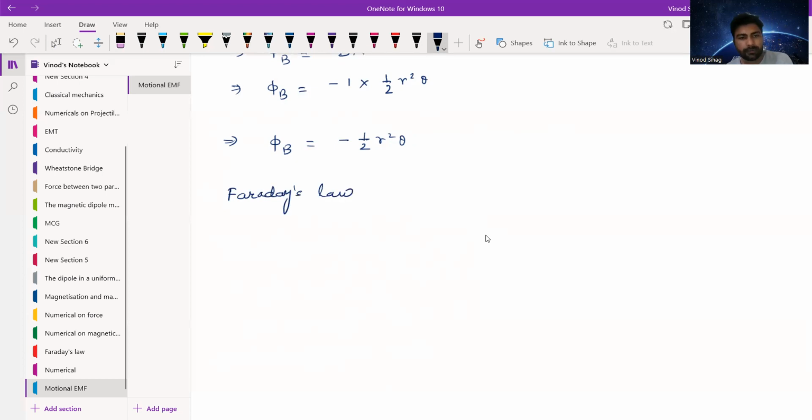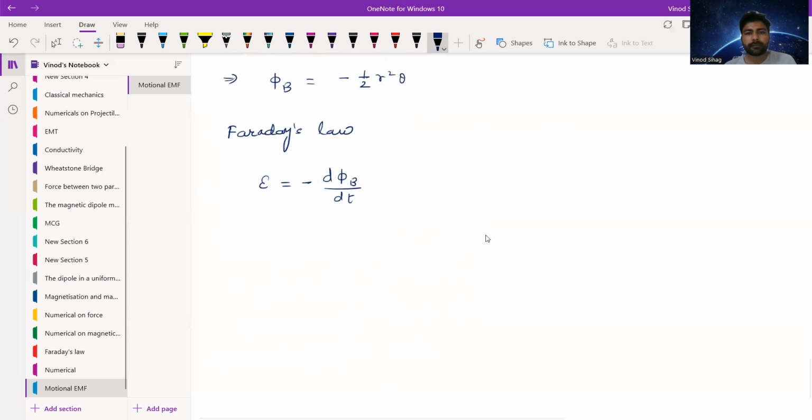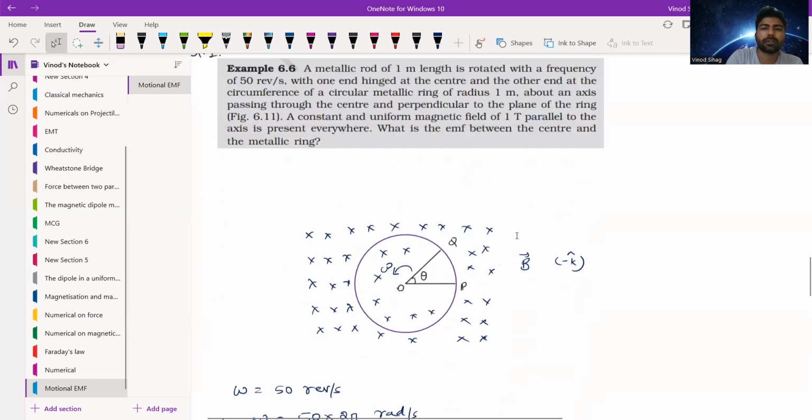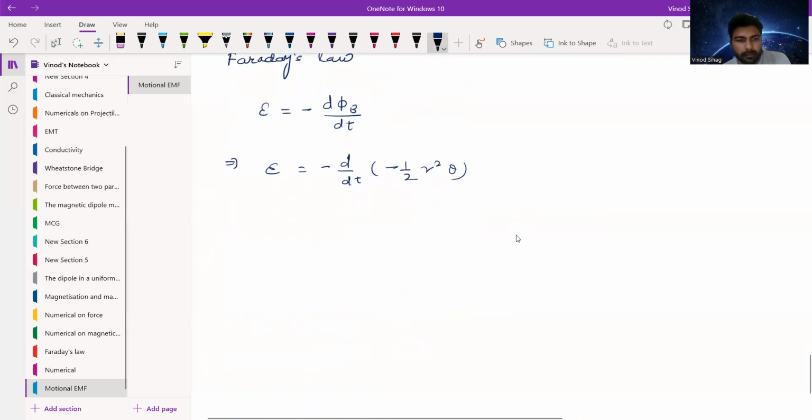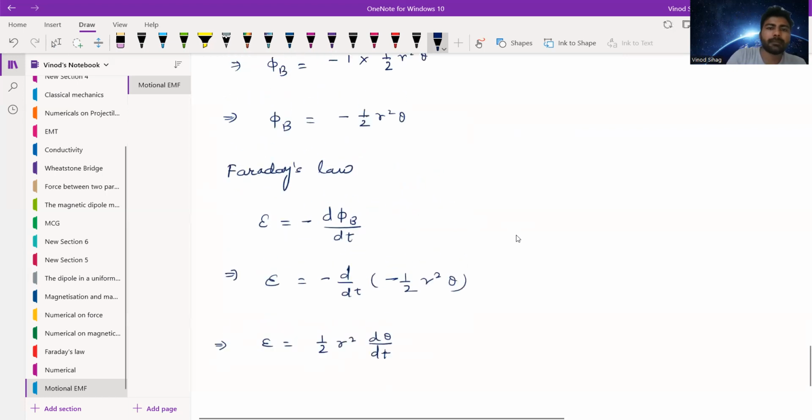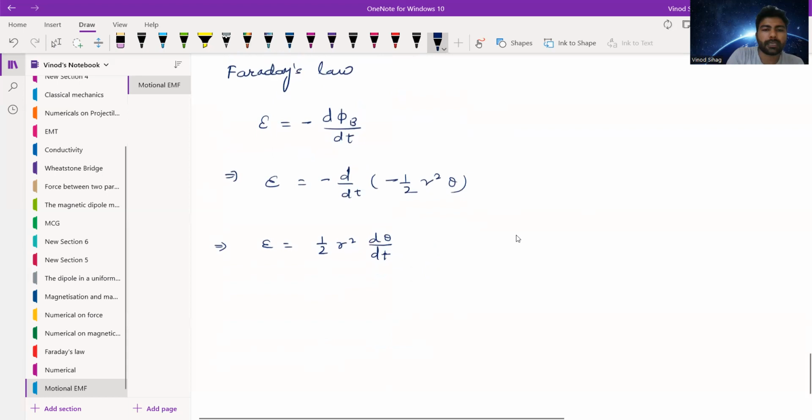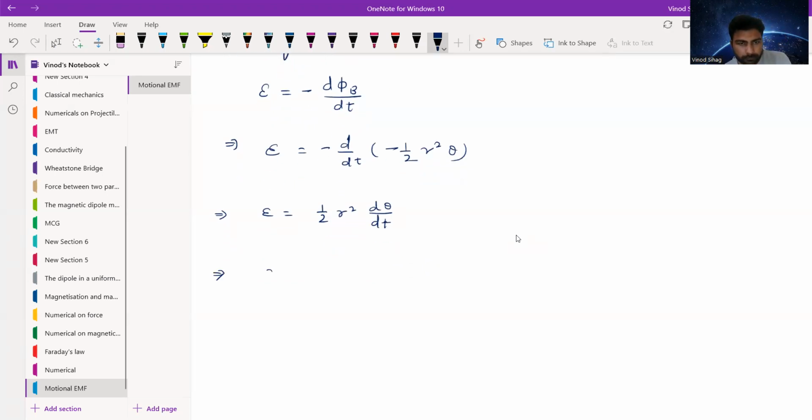Faraday's law gives EMF equals to minus d phi B upon dt. Now placing the values, we get EMF equals to minus d by dt of minus 1 by 2 r square theta. Here the radius is constant, it is not going to change, only theta is going to change. So minus into minus will be plus, and it will be 1 by 2 r square d theta upon dt. D theta upon dt is nothing but the angular velocity, so we can write 1 by 2 r square omega.